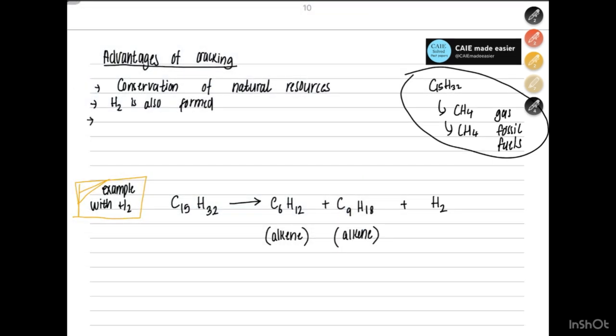Another advantage would be you get a mixture of alkanes and alkenes.